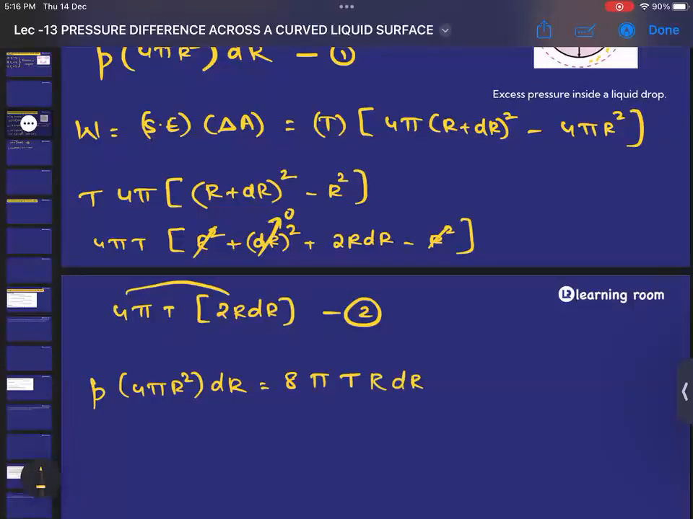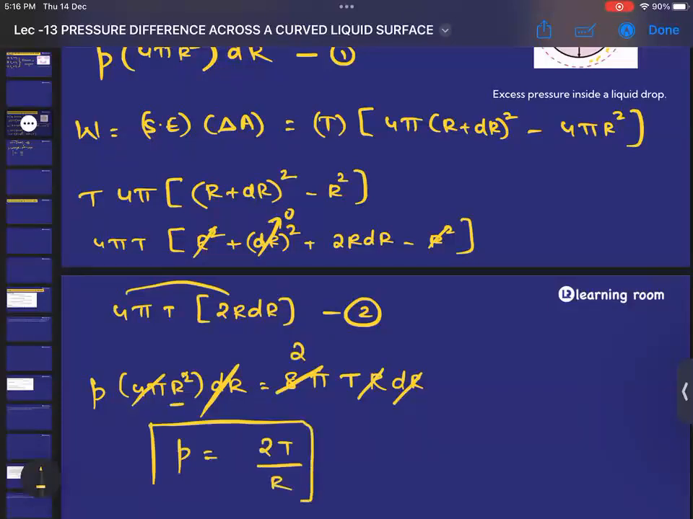So you tell me what will get cancelled. dr and dr are gone. One r will cancel this. This 4 pi will cancel this 8 pi 2 times. So excess pressure will be equal to 2 into T on the right hand side. There is one r left here, which will go to the denominator and it will be 2T divided by R. So the excess pressure inside is equal to 2T divided by R.